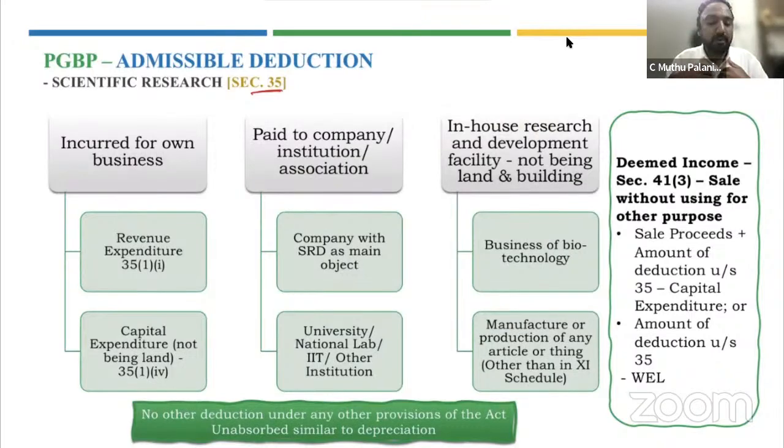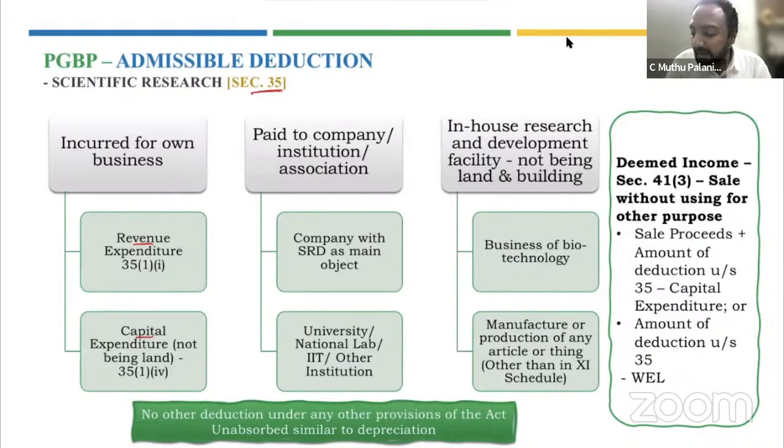So first is for my own business. Second is for a third party. Third is for my own business, but a separate R&D unit. So these are the 3 situations. When I'm incurring it for my own business, which means the company itself is into scientific research only, their entire business objective is scientific research, then for such companies, both revenue expenditure and capital expenditure will be covered as deductions.